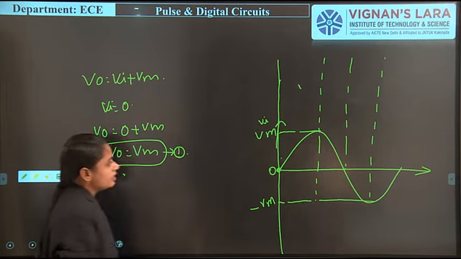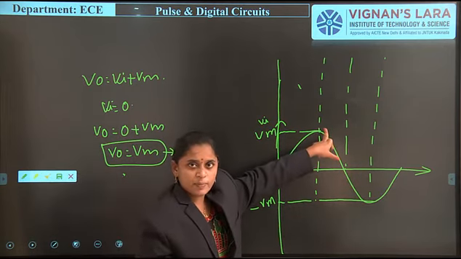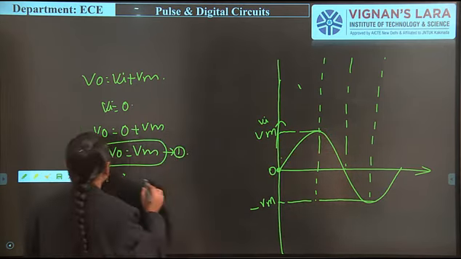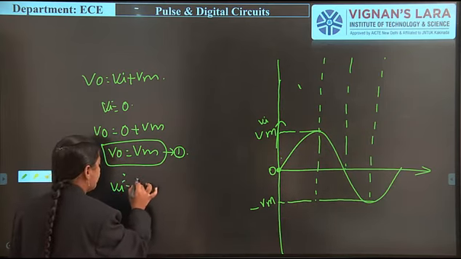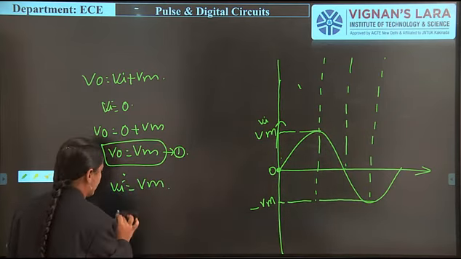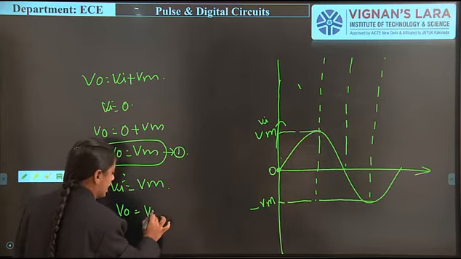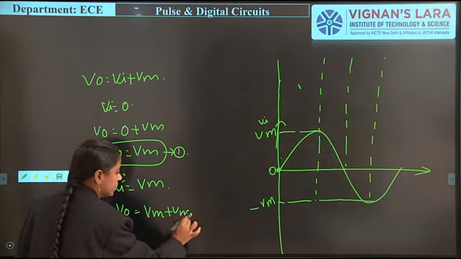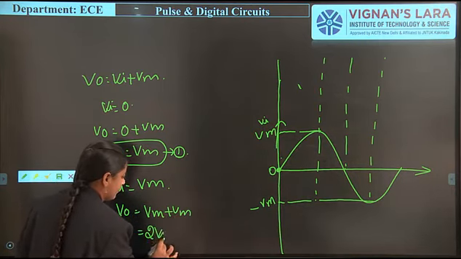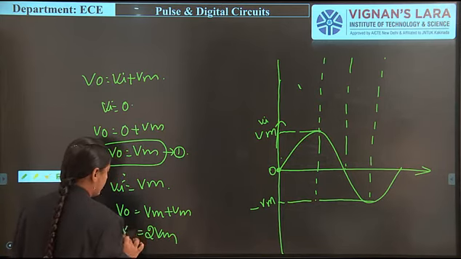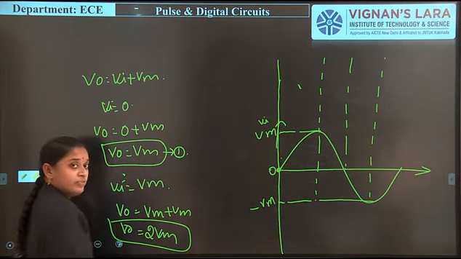The second condition, the input signal reaches the maximum limit, that is Vm. So that is Vi is equal to Vm. Then what happens? V0 is equal to Vm plus Vm, so that is 2 Vm. So this is the output waveform at Vi is equal to Vm condition.